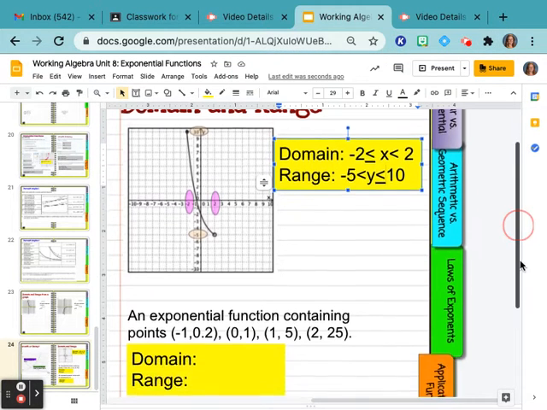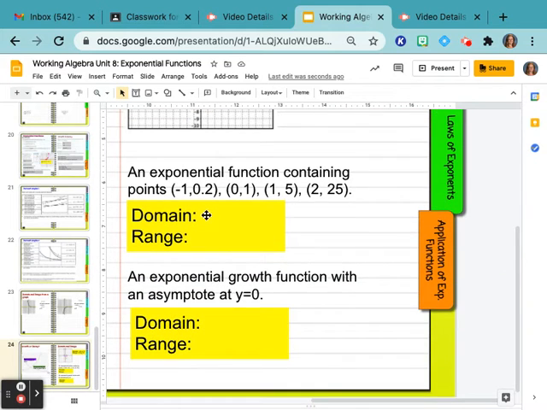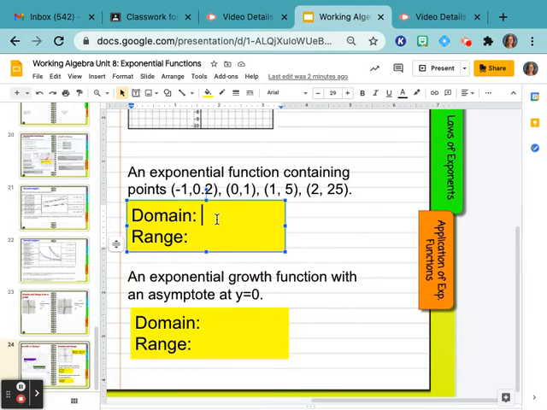All right, let's move on. Okay, we have these two, an exponential function containing these points. We have those points, and we have domain, we have range. So how could we do our domain and range? So our domain is all possible x values. So what are the x values that we're given for those points?